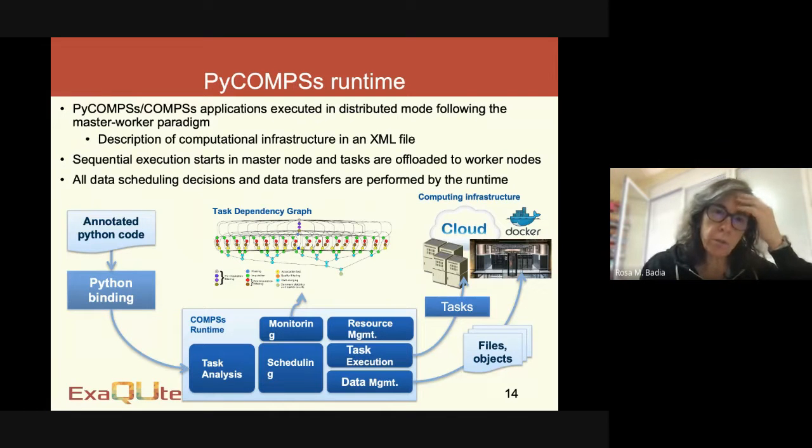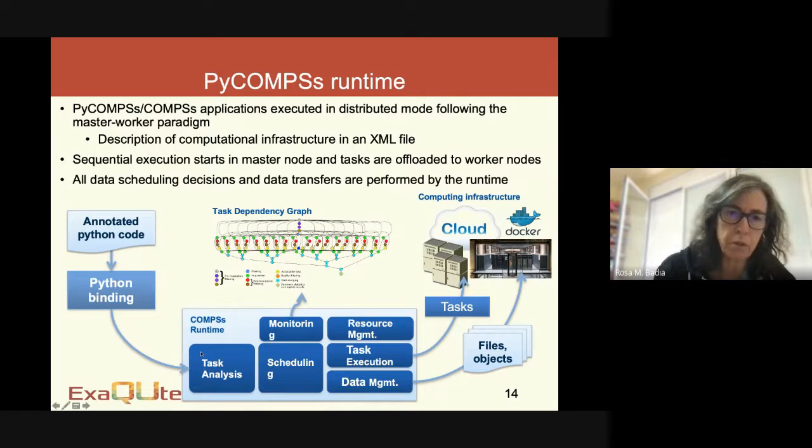Then a bit about the PyCOMPSs runtime. The PyCOMPSs runtime is executed as a master-worker application. We have a master node that runs the runtime and the main code of the application, which is like the orchestrator of the whole application. The runtime has different components that perform the task analysis and the generation of the task graph. It can also monitor the execution. It performs the scheduling decisions of when to execute each task and in which resource. It also manages the different resources in the infrastructure and handles the actual task execution and data management, both files and objects. So we can have objects from the main program that are transferred to the worker nodes or between worker nodes. Basically, the sequential execution starts in the master node, and as soon as the tasks are generated, they are scheduled and executed in the different resources.